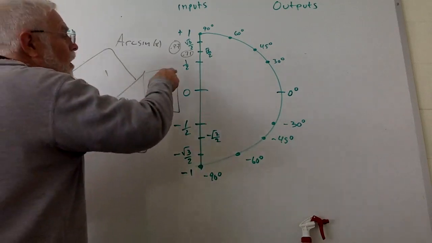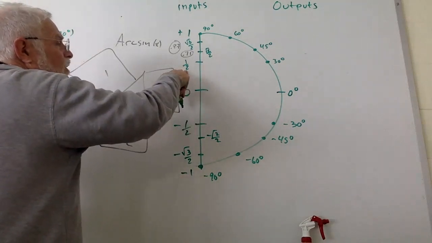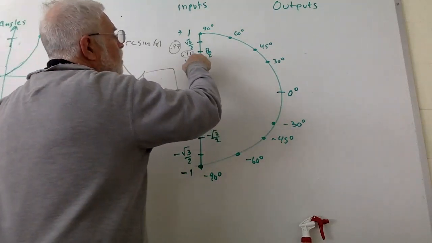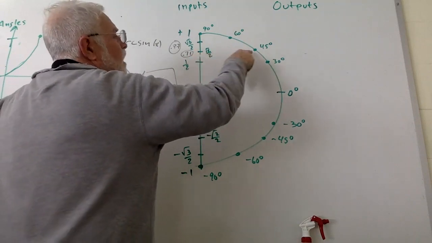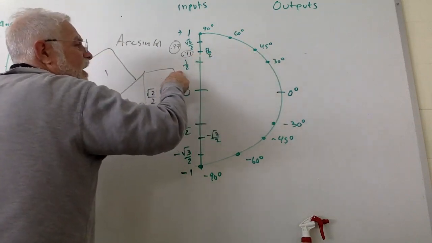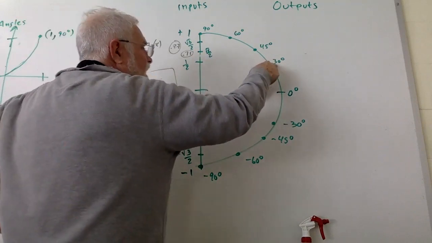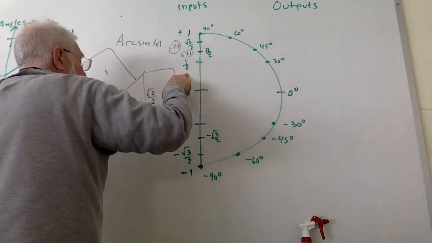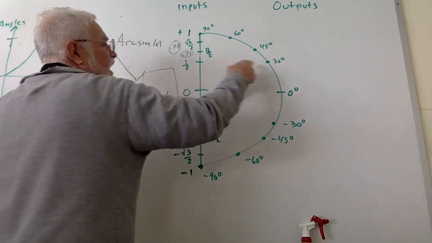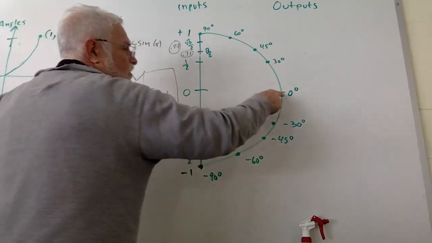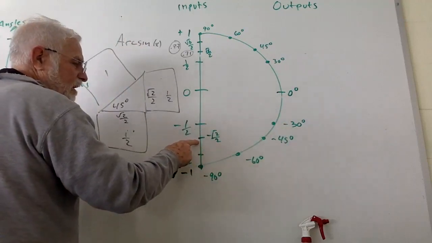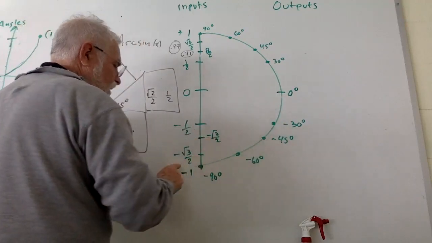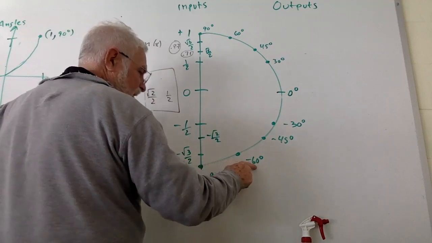Okay, so arcsine of root 2 over 2 came from a 45 degree angle. Arcsine of a half came from 30. Why? Because the sine of 30 is a half. Hopefully you're familiar with that one. Arcsine of a half is 30. Arcsine of 0, 0 degrees. Arcsine of minus 1/2, minus 30 degrees. Arcsine of minus root 2 over 2, minus 45. Arcsine of minus root 3 over 2, minus 60.